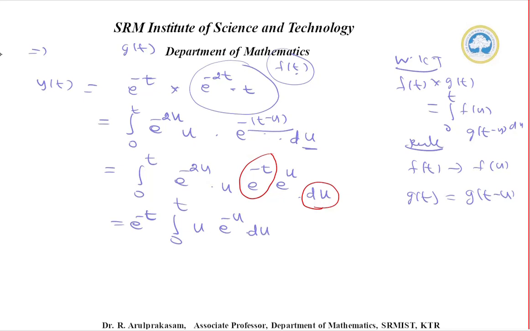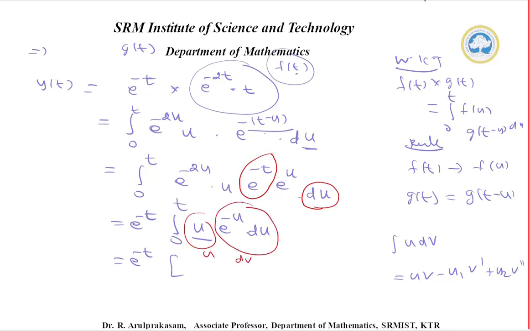How can I integrate this one? By the Bernoulli formula, or by parts method. The formula is integral of u dv equals uv minus u1 v1 plus u2 v2. Here, how can I choose the u function? My u function is the one whose successive derivatives converge to 0. Suppose I choose this as my u function, and this is our dv.